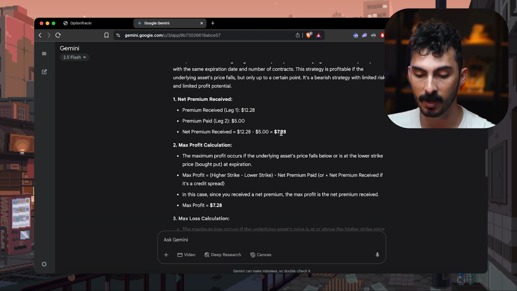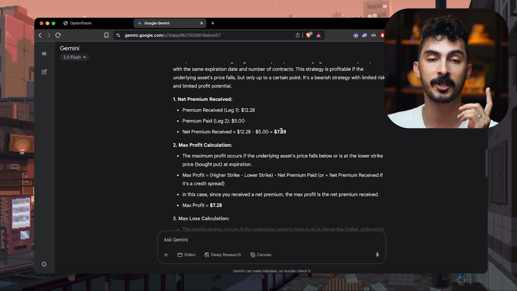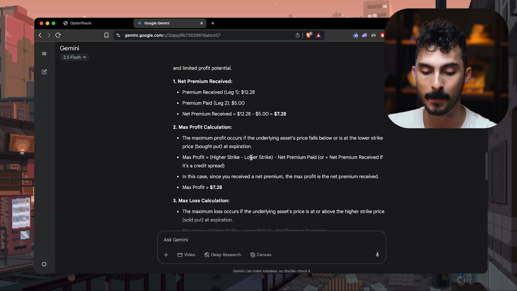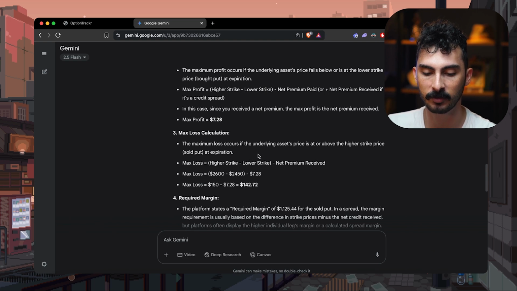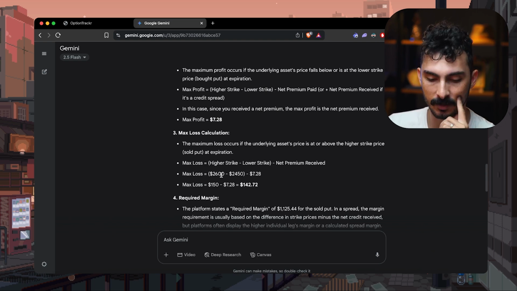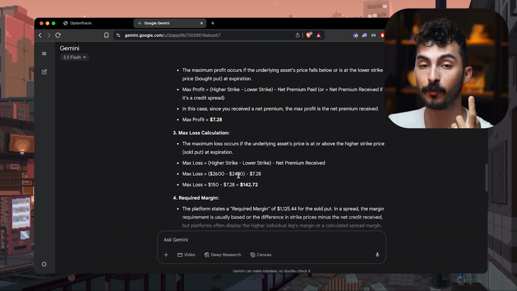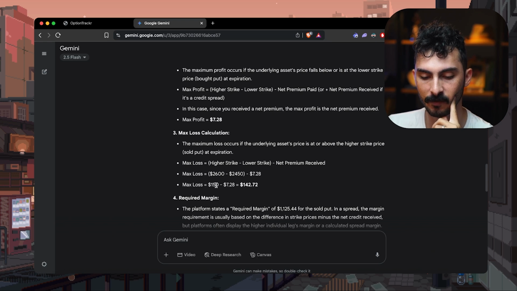So I got $12 from one leg and I spent $5 on the other one. So my net premium is going to be $728. This is how much I put in my pocket. So this is the maximum profit. How much is the maximum loss? What is the most that I can lose? It's the difference between the spreads. So the 2,600 minus the 2,450, that is the spread. So it's $150. And I'm going to subtract the premium that I got from this.